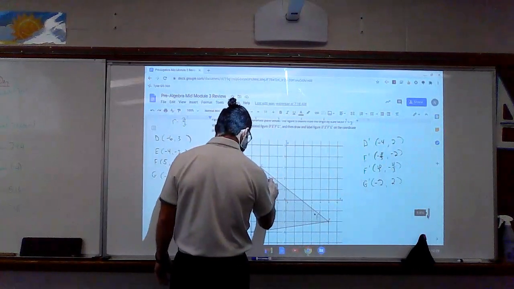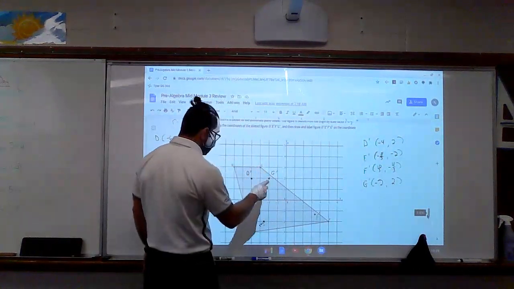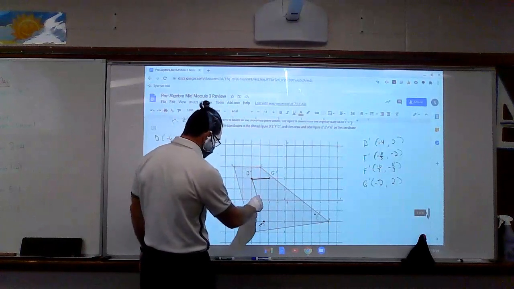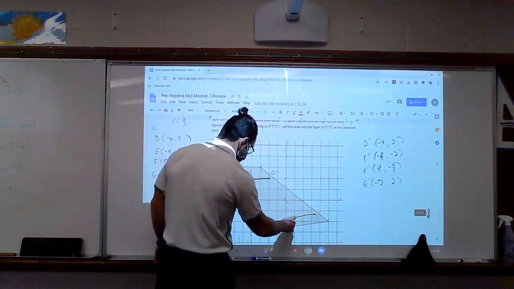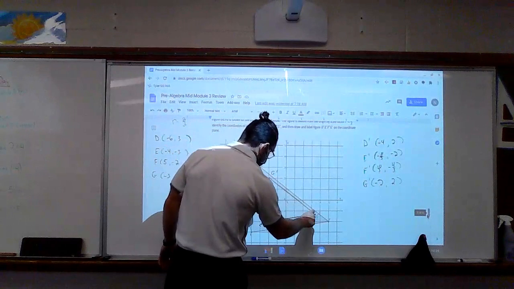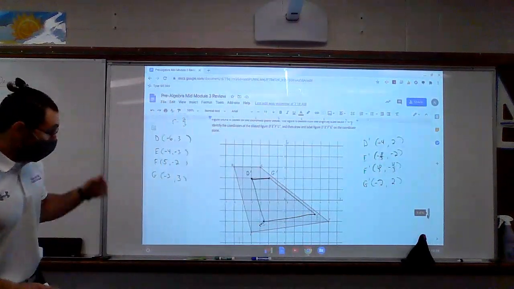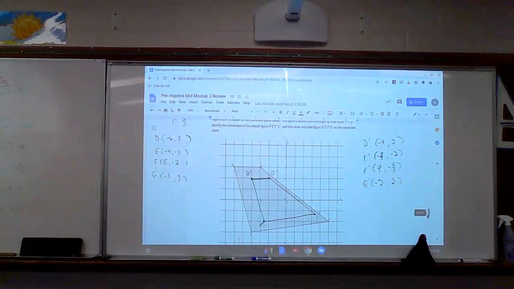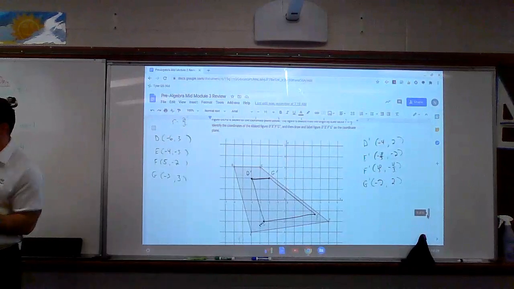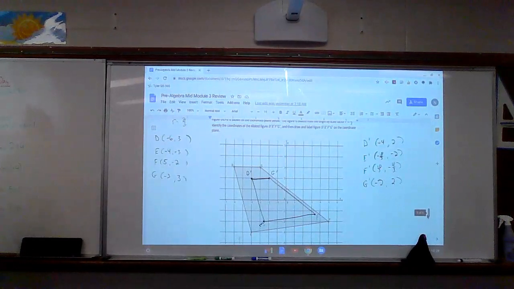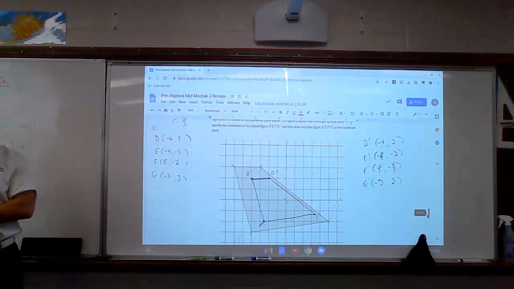So let's see, does this figure look to be the same shape but different size? Does it appear to be the same shape but different size? Absolutely. That's how we know we did our dilation correctly. Did I lose anybody on this one?